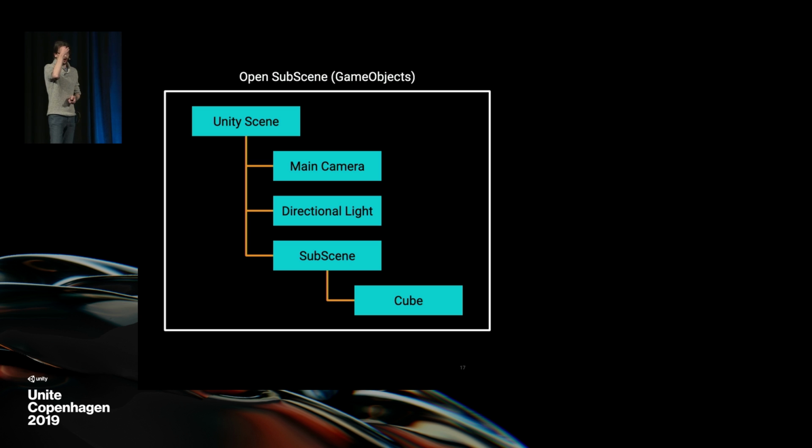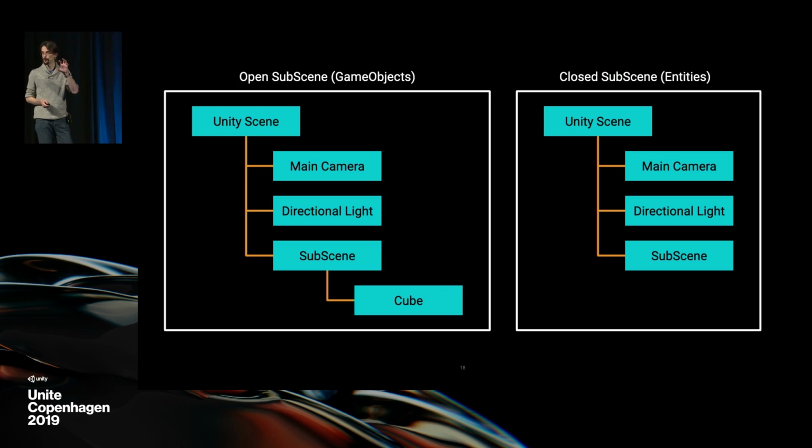So a subscene can be open, in which case what you see are the game objects, and the subscene is just like one node in the hierarchy, the parent of everything it contains. Or the subscene can be closed, in which case you only see the root node of the subscene, and the rest is now entities. So they don't show up in the hierarchy view, but they still display in the main render of your editor, so you can still work in context. Everything is still there. It's just that you cannot click on something and have its inspector show up. For this, the subscene needs to be open.